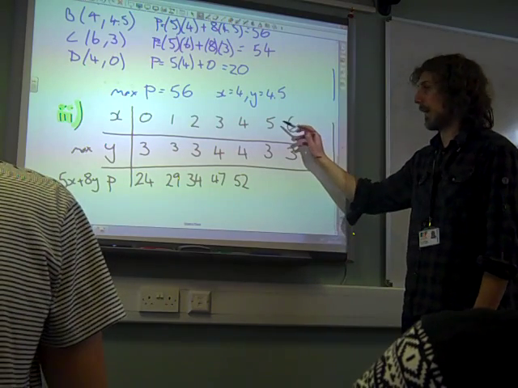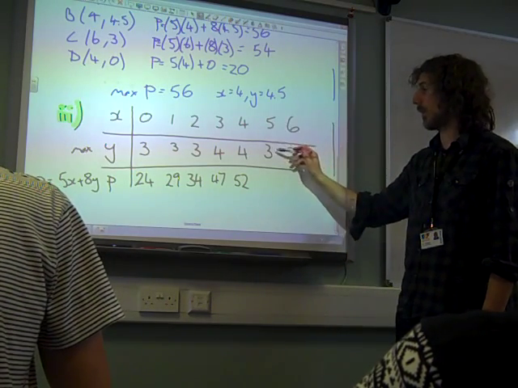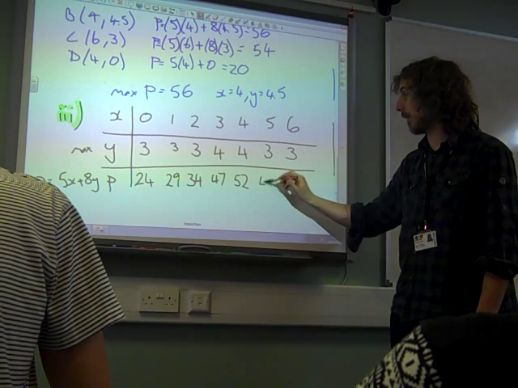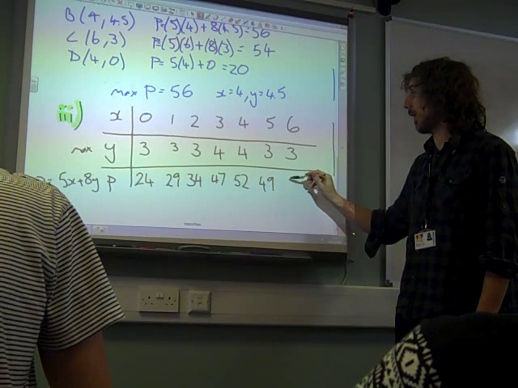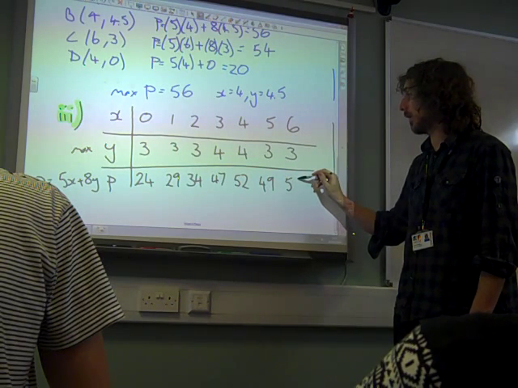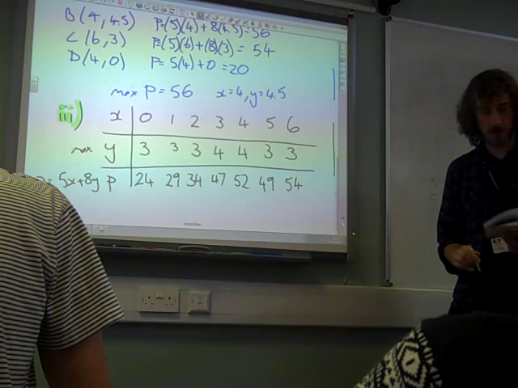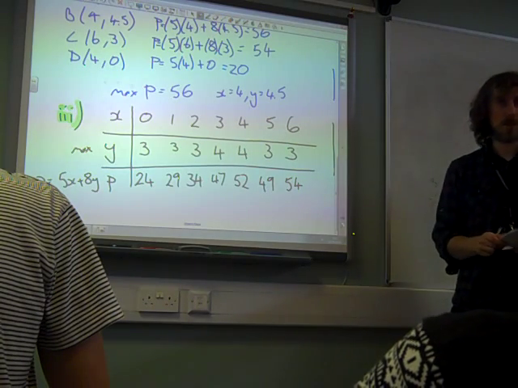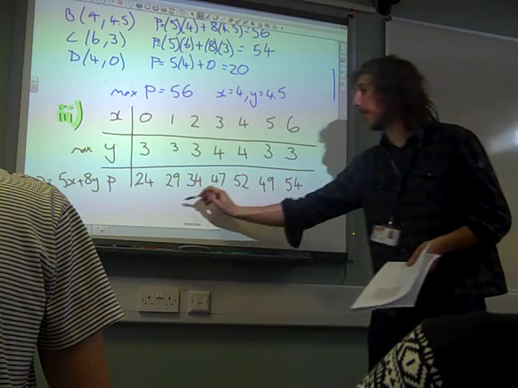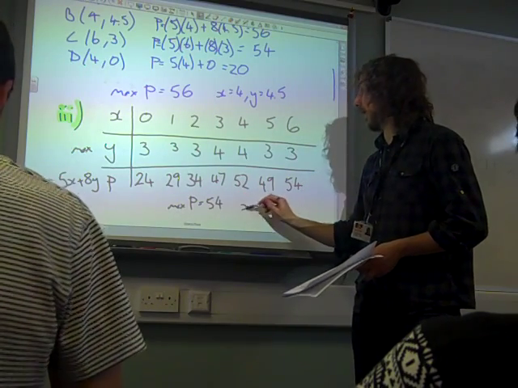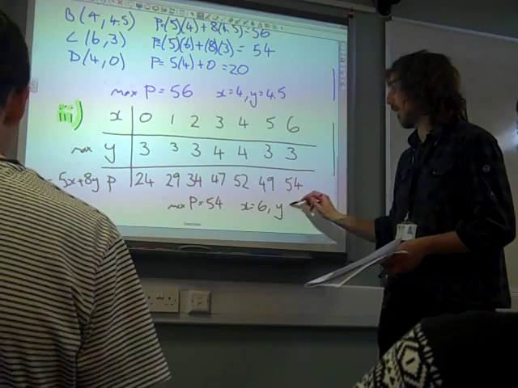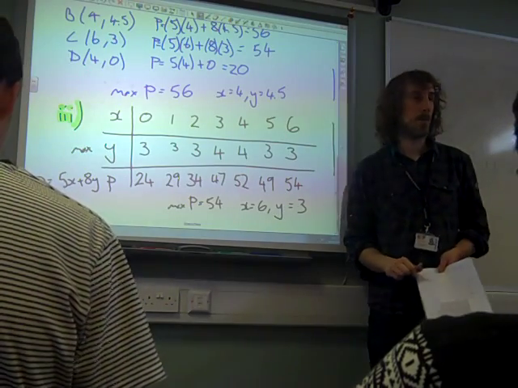And this one would be 25 plus 24, so 49. And here we'd have an extra 5, so 54. Yes. So now the maximum value of P is 54 when X is 6 and Y is 3.